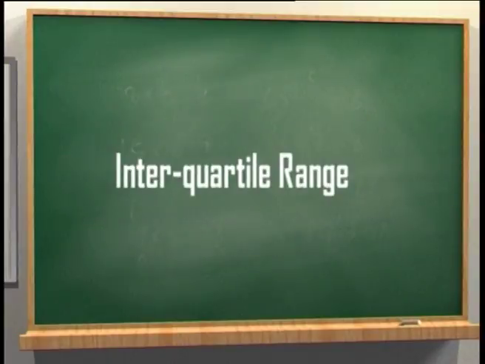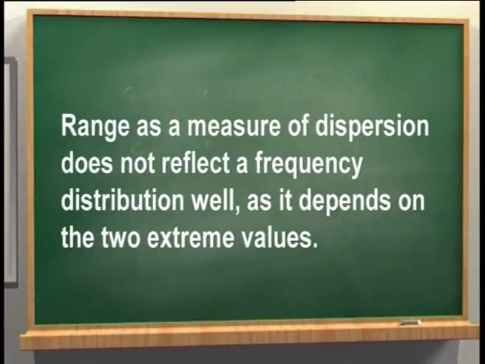Let us now discuss interquartile range. Range as a measure of dispersion does not reflect a frequency distribution well, as it depends on the two extreme values. Even one very large or small observation away from the general pattern of other observations in the data set makes the range very large.